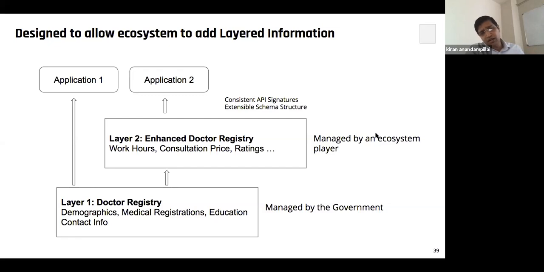So here is a construct which talks about how layered information would be handled. For example, if you take a doctor registry which is managed by the government, we would expect that demographic information, medical registrations, education details, etc. would be part of the base layer. But things like the work hours of a doctor, his consultation price, and the ratings would be something that would be managed by the ecosystem. But even this layer, which may be managed by some ecosystem player, would have to be available to applications. And we do hope that it evolves into something where there are consistent API signatures and the schema structure is extended so that the benefits of doing this will actually come into the ecosystem.